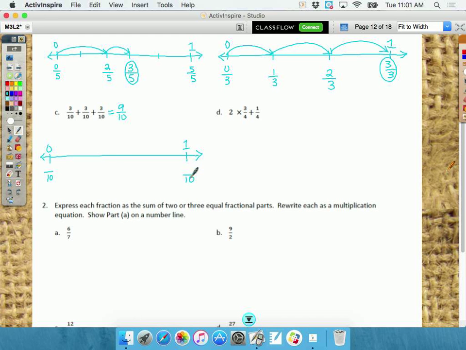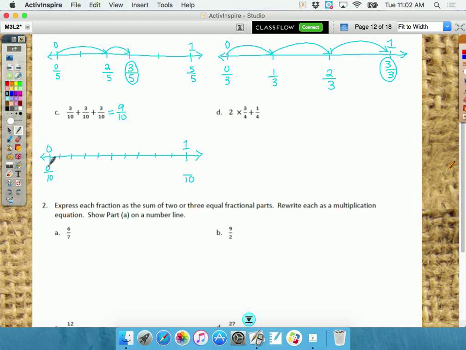Now, if it's an even number, what was my strategy? Start in the middle with the half. And then you're going to have 5 sections on each side. So 4 tick marks on each side.